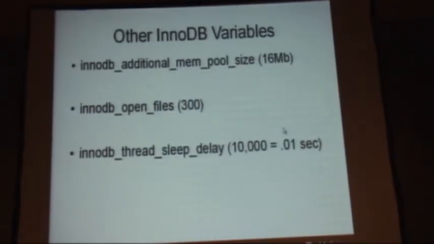Other InnoDB variables are InnoDB additional memory pool size. This is the additional memory for things like the data dictionary. If this is too small, you'll get a warning in the error log, and more memory is going to be allocated by the operating system, excuse me. So if this is too small, it's not like it's a limit. You're just going to get an error that says, hey, my additional memory pool is too small, so I'm just grabbing some more memory, okay?